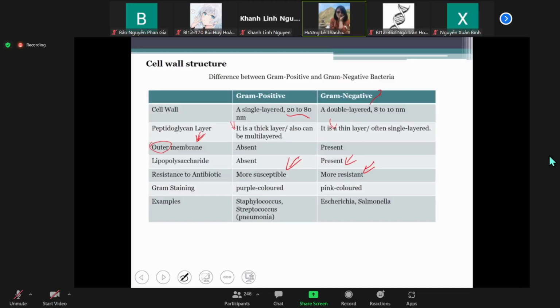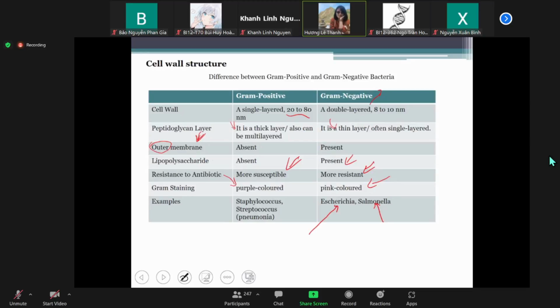So when we're staining with the Gram stain, we have purple with the positive and pink color with the negative. I give you also some examples of bacteria. Gram positive like Staphylococcus, and gram negative, Salmonella and also E. coli, very famous ones. Okay.